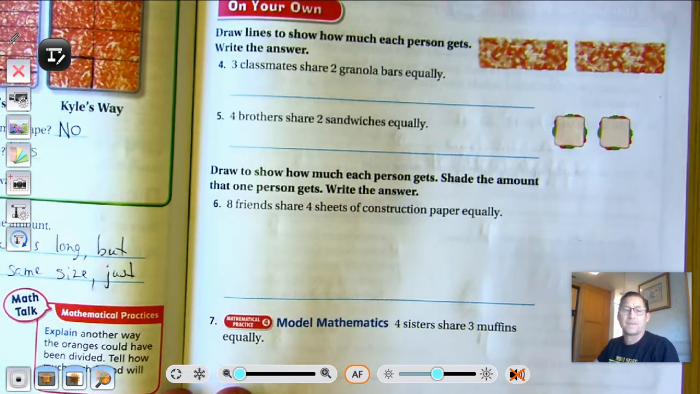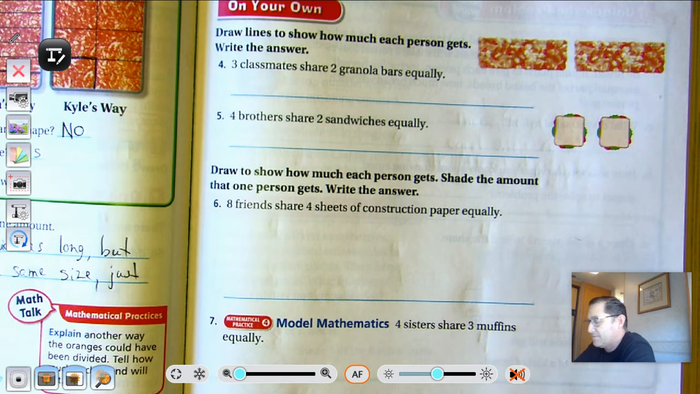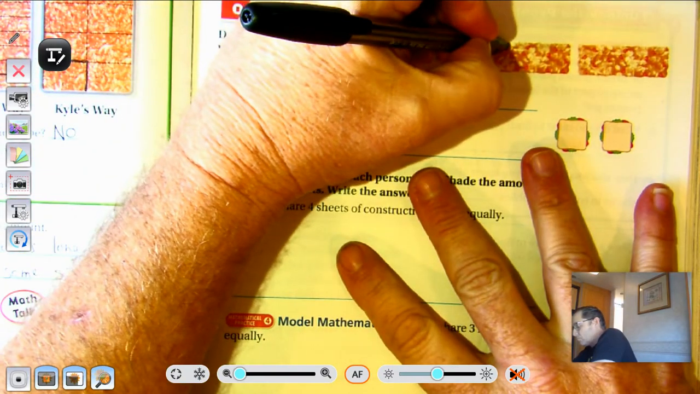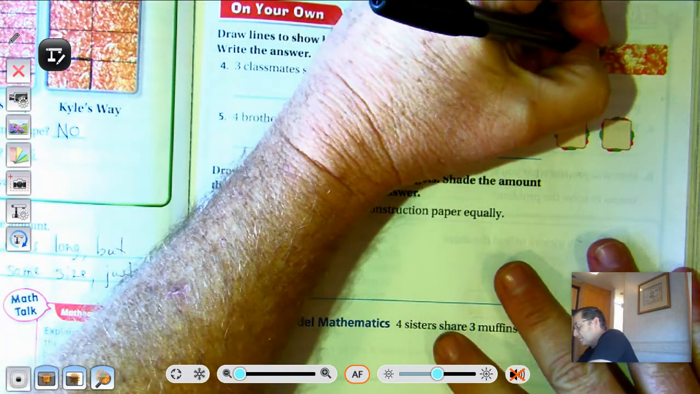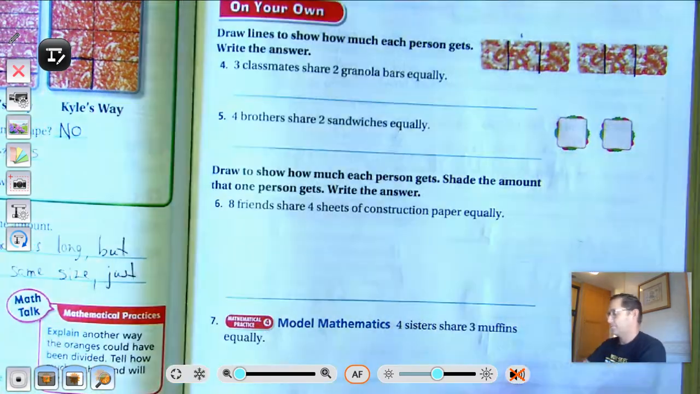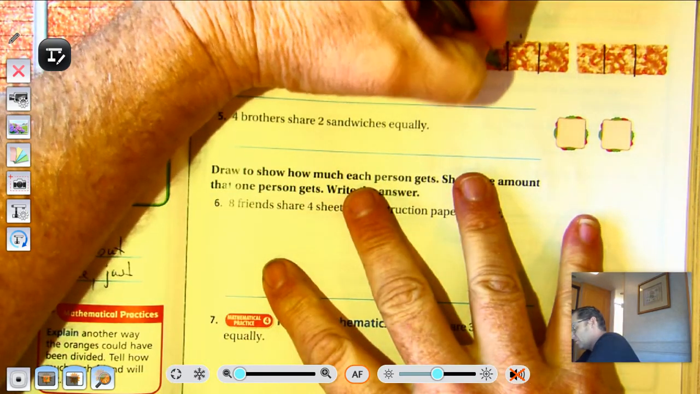Number 4. Draw lines to show how much each person gets. Write the answer. 3 classmates share 2 granola bars equally. Okay, well, we could take the 2 granola bars and put them into just 3 total equal pieces. Or we could take each granola bar and break them into 3 pieces. So how much of each granola bar do the classmates get?